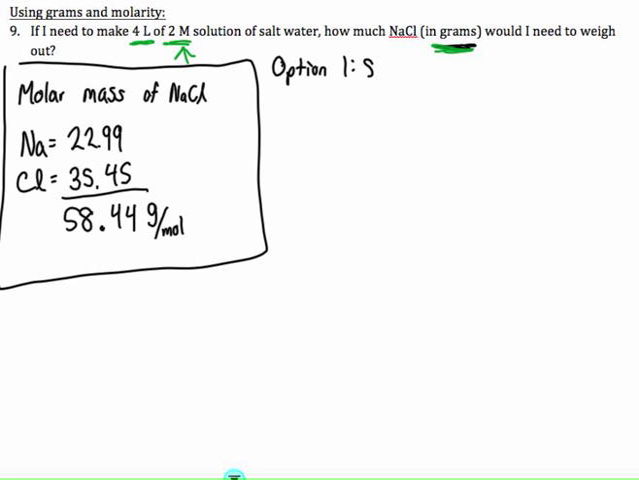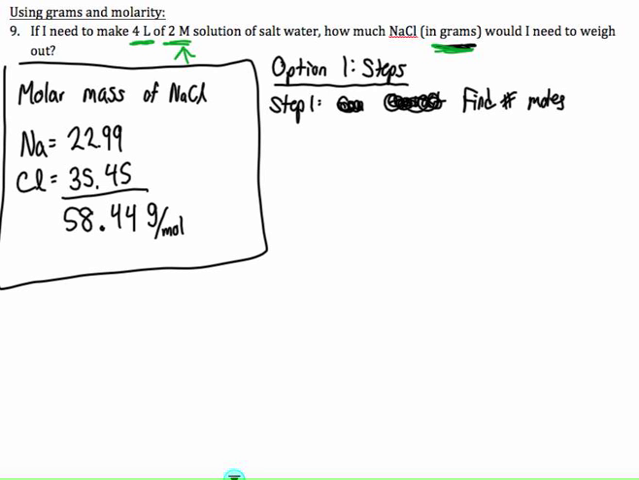Option 1 is to do it in steps. Step 1 is convert. For this one, the only thing I can do is figure out how many moles I need. So find the number of moles. I know I have 4 liters of a 2 mole per liter solution. I could have solved this using the other way, but it's just figuring out moles. I need 8 moles.